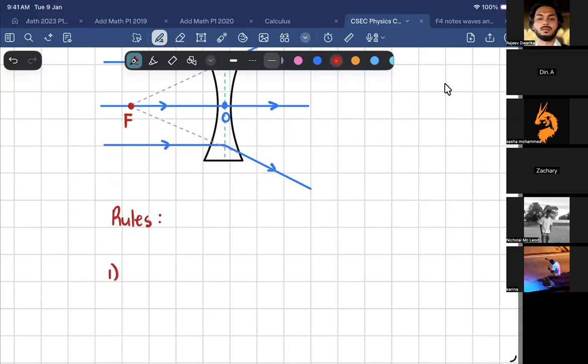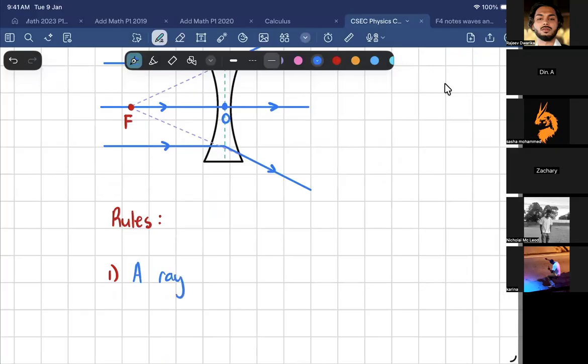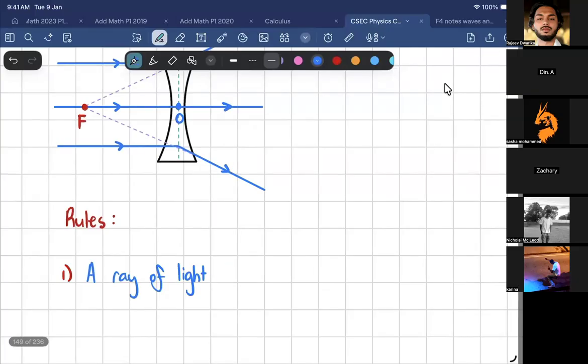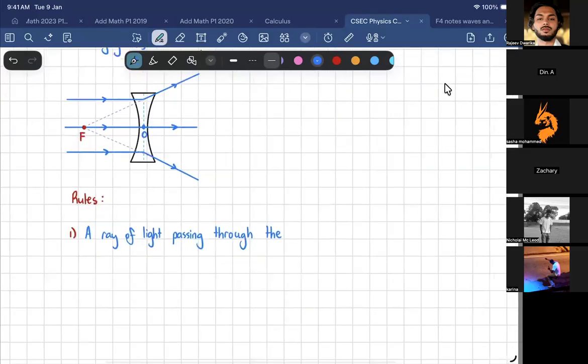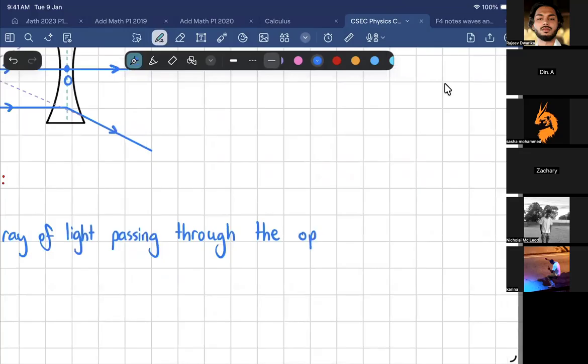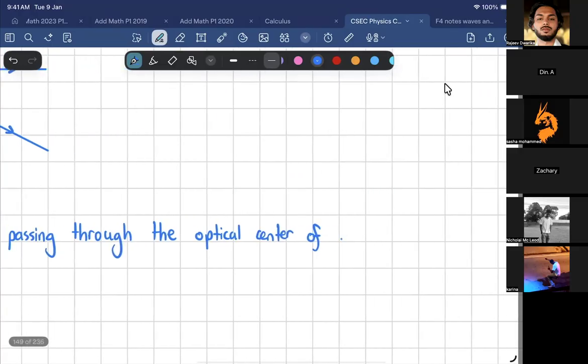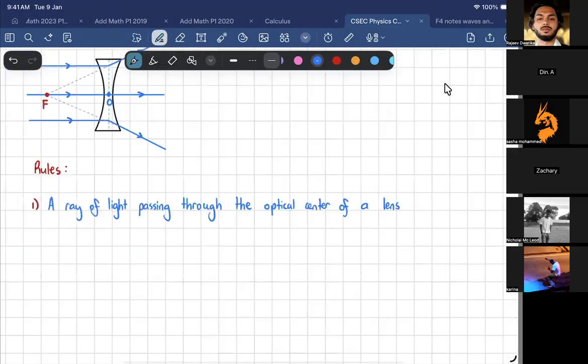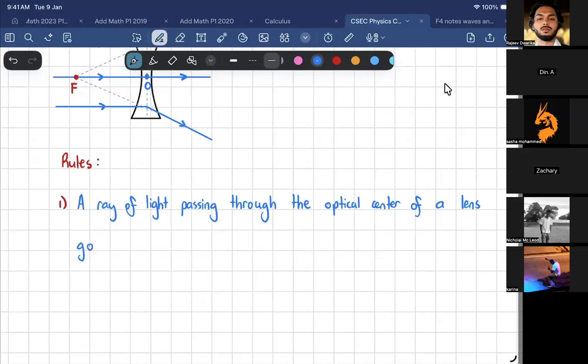Number one. A ray of light passing through the optical center of a lens goes straight through.